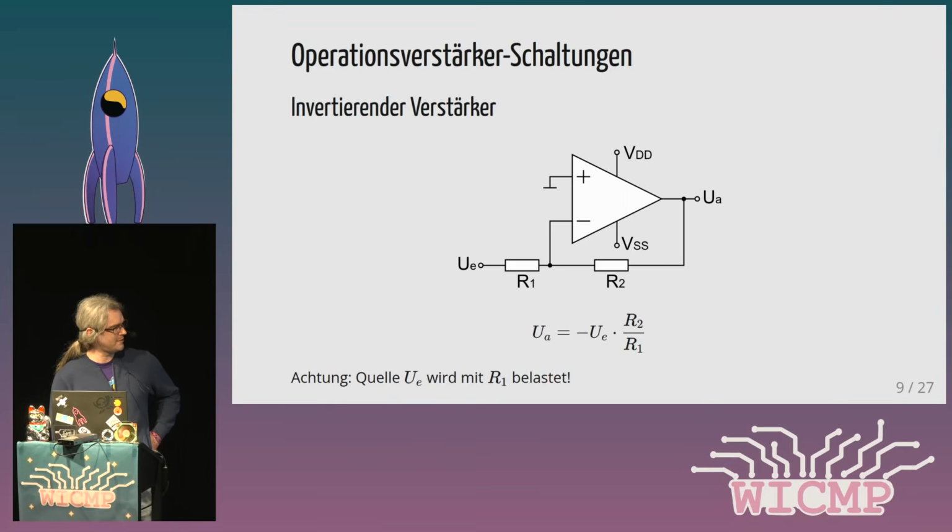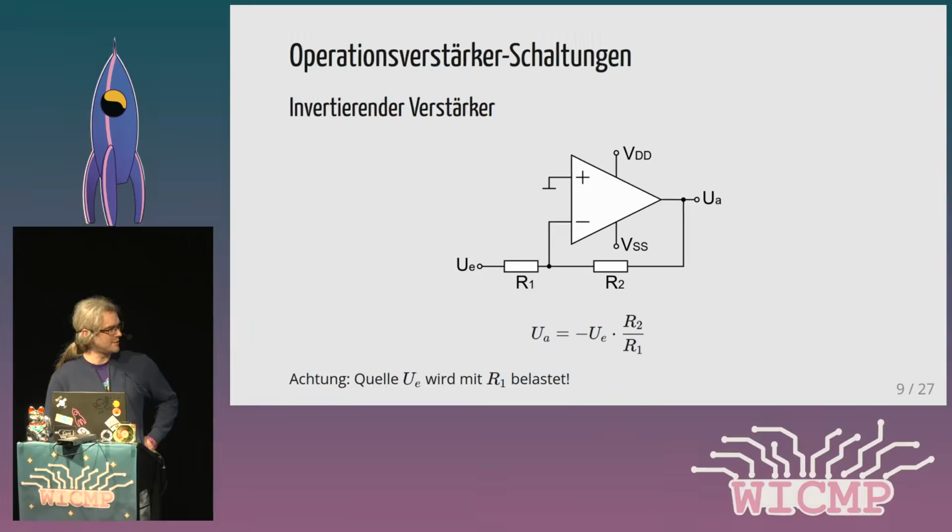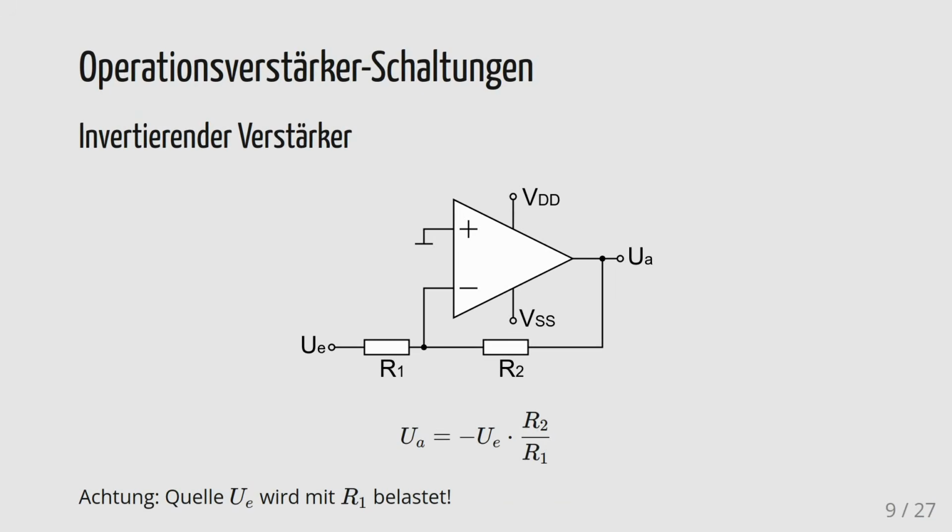And so if we check the current going through: at the input there is no current. It has to run through R2, and we have to go over the resistor and can calculate back to the voltage, and we can see that UA has to be some negative version of UE, and the concrete factor is determined by the two resistors.